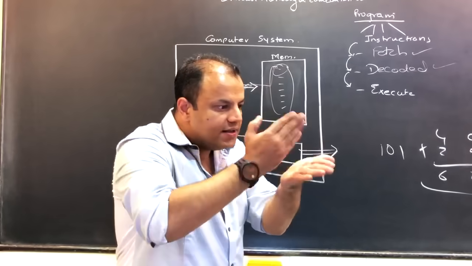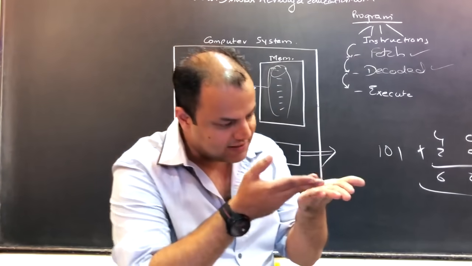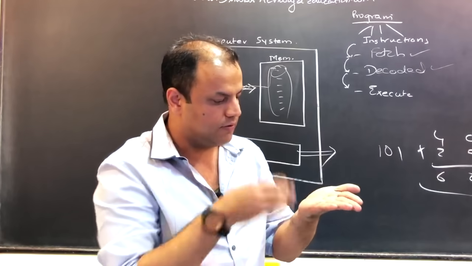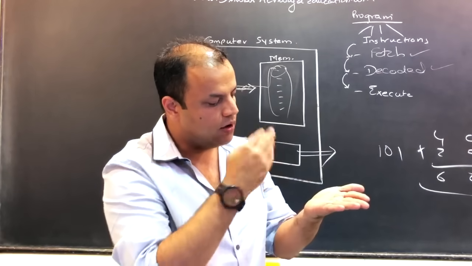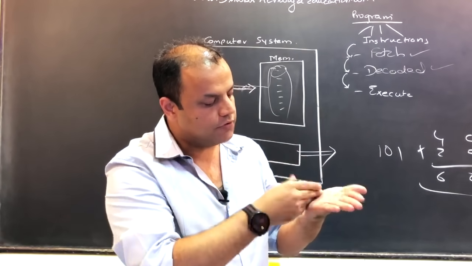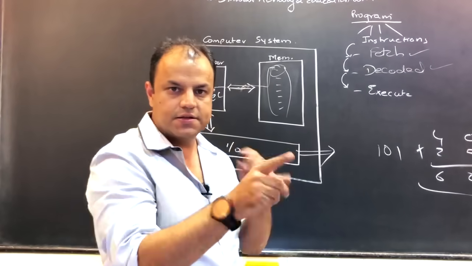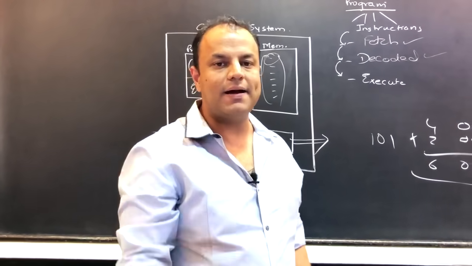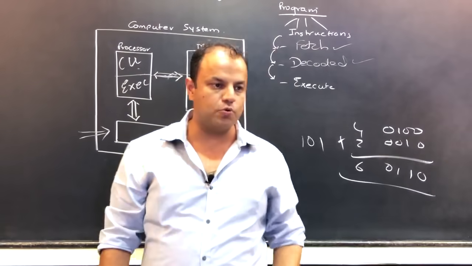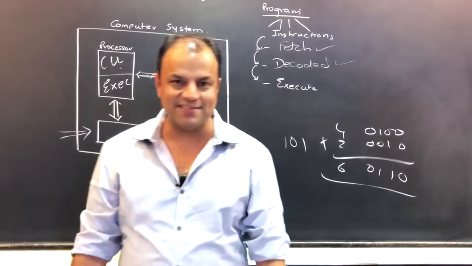Decoding means understanding that binary pattern. What does this binary format signify? 0010 add, 1010 subtract, 0011 multiply, 1011 divide, etc. Every instruction will have a particular binary pattern. That pattern is called opcode. I'll be showing you how the opcode is formed, etc., how the opcode gets decoded.